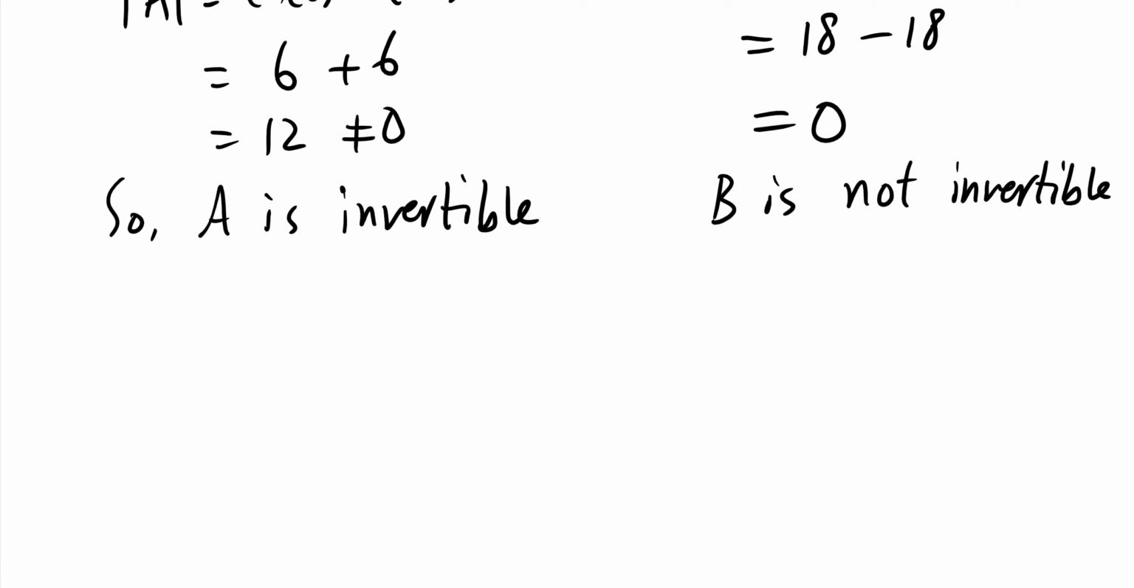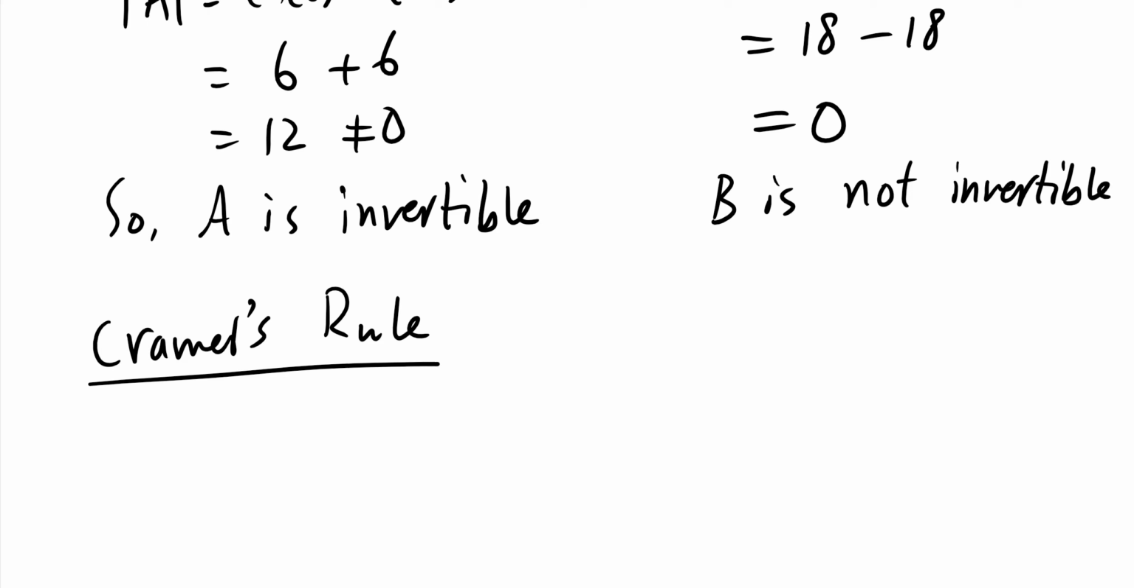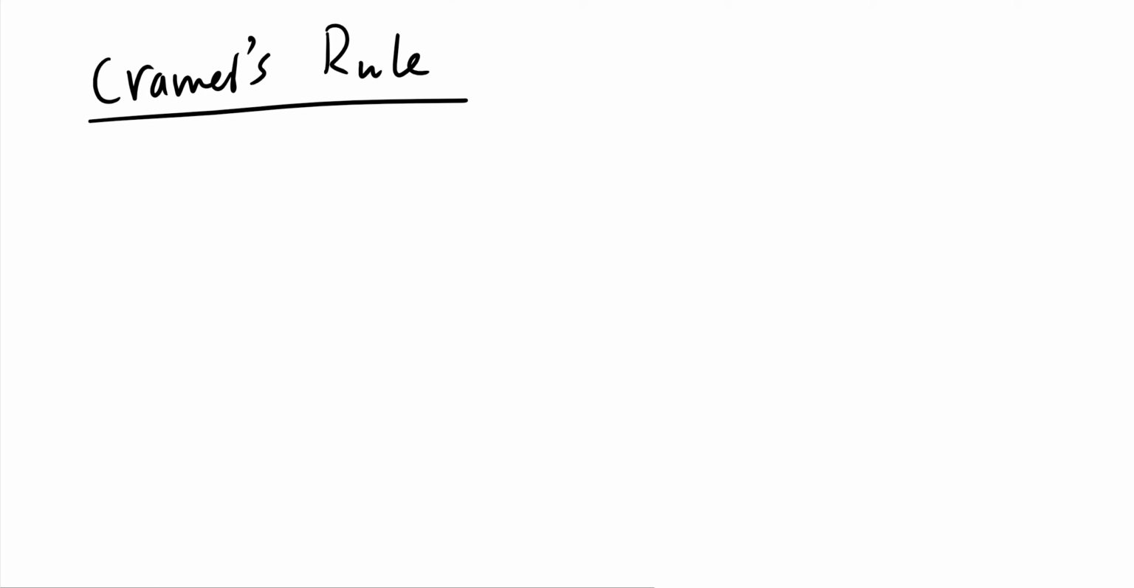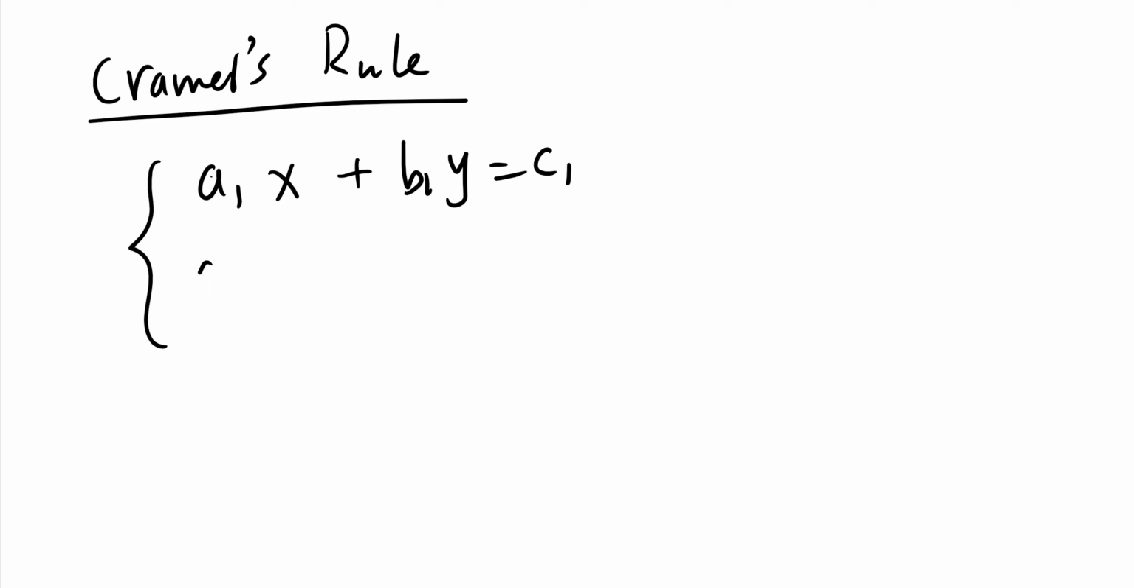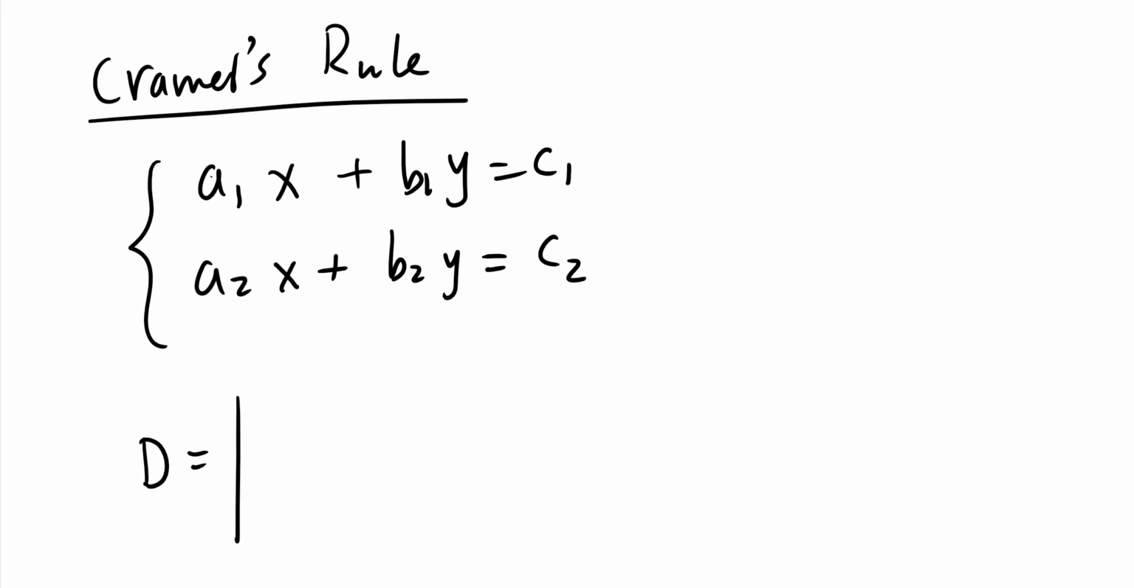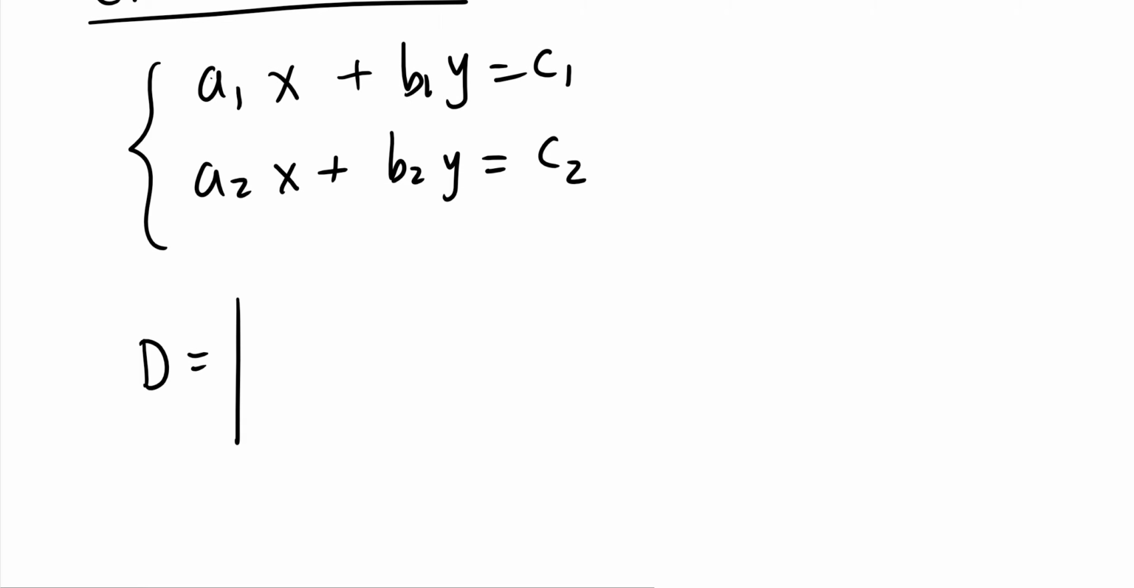One of the things we apply them for is called Cramer's Rule. Cramer's Rule is a method that helps us to solve a system of equations using determinants. So let's look at a system like this: a1x plus b1y equals c1, a2x plus b2y equals c2. First we find what we call D. D includes the coefficients of x and y from the system: a1, b1, a2, b2.